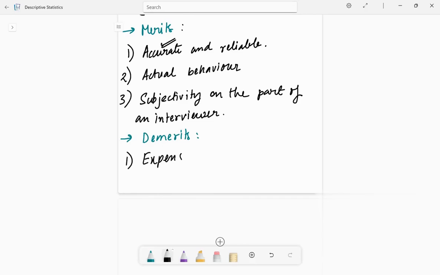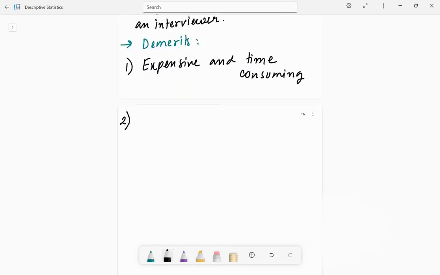As I said, expensive and time consuming. Next is we need experts for collecting the data. Otherwise, data may not be collected properly. We need experts who actually know about that field. All right. Now, this was our first method, which is the observation method.